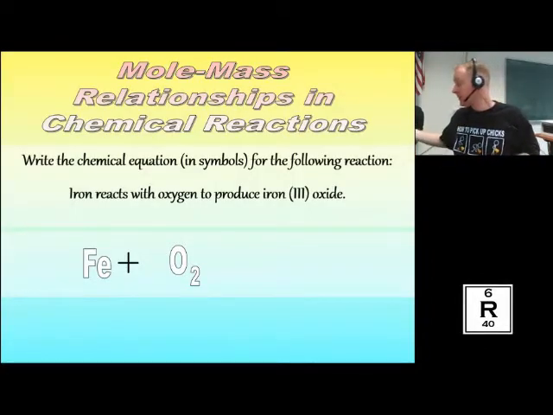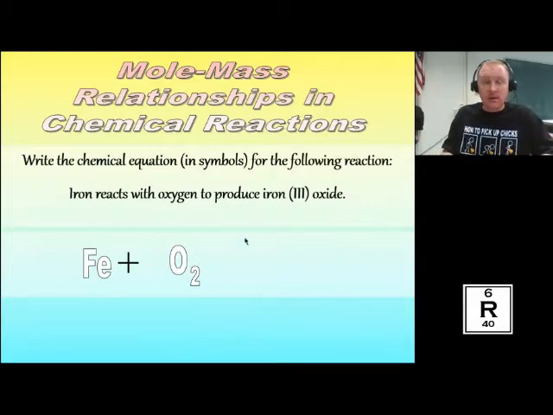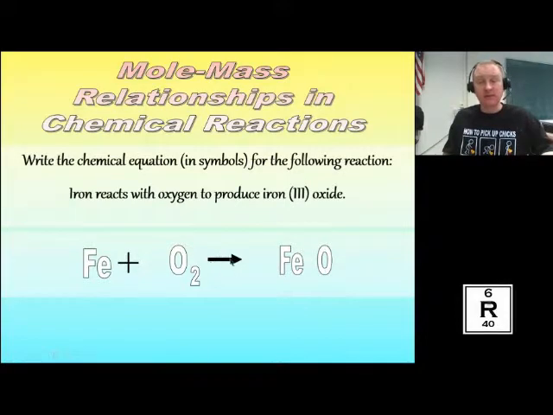So that's why it's O2. And it's going to produce, so we put the yield sign, iron 3 oxide. Produce means I put an arrow here, so that could be produce or yields or makes, anything like that. That's what this is saying here. So iron reacts with oxygen and it produces iron oxide. But iron 3 oxide, what is iron 3 oxide?